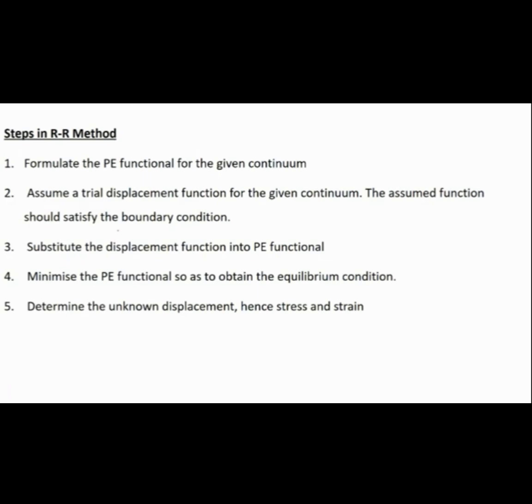I'll quickly repeat. First, I need to formulate the P function. You know how to formulate the P function. The P function is denoted by pi. How to formulate? It is strain energy plus work potential. So this formulation I have to do. Once this is done, I have to assume a trial displacement function, and this trial displacement function should satisfy the given boundary condition for that particular problem.